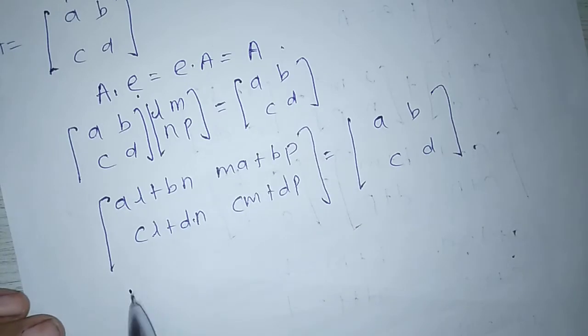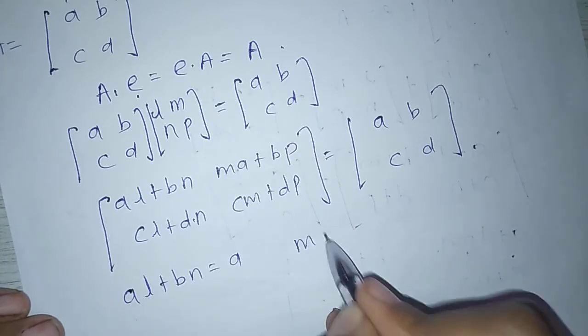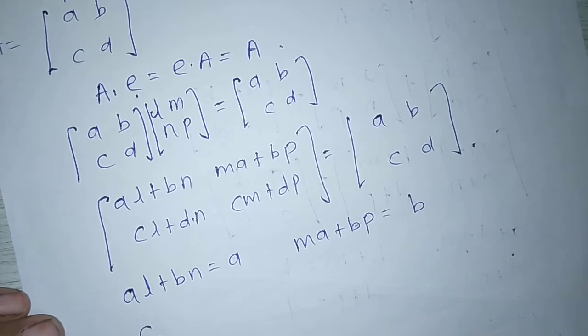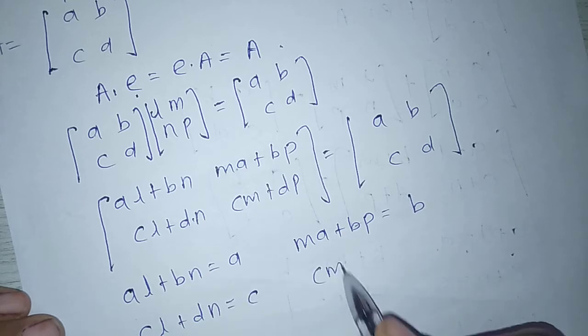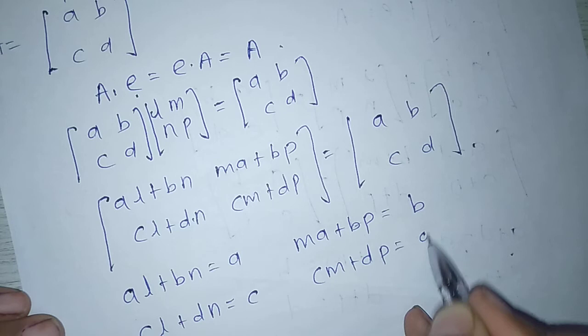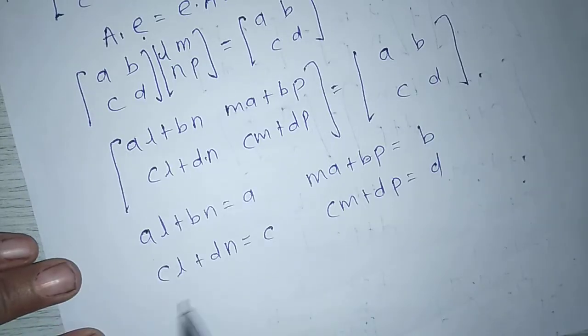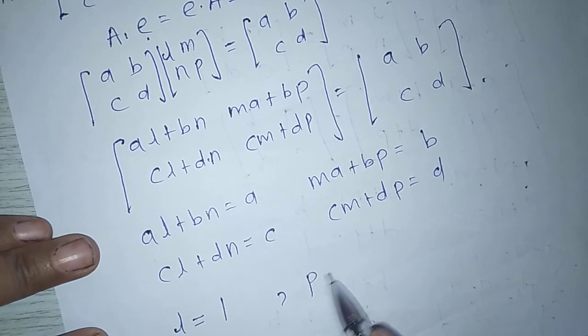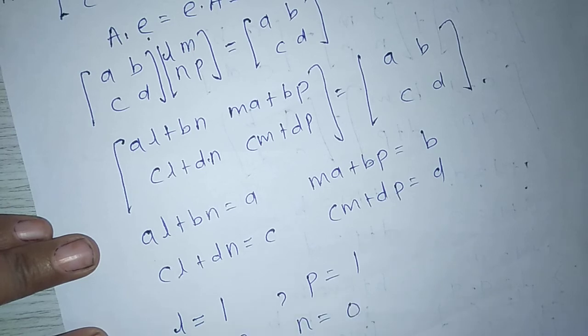Comparing these two matrices, we get aL plus bN equal to a, aM plus bP equal to b, cL plus dN equal to c, cM plus dP equal to d. By solving this, we get L equal to 1, P equal to 1, M equal to 0, N equal to 0.